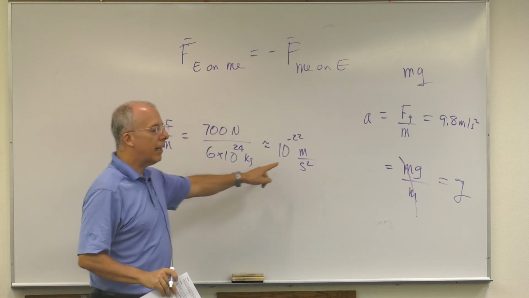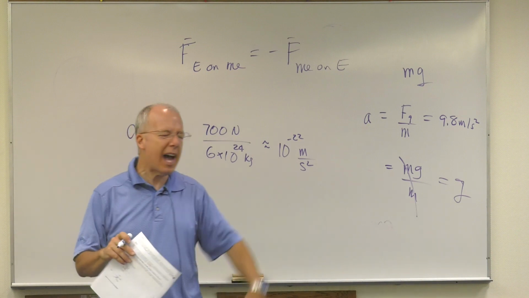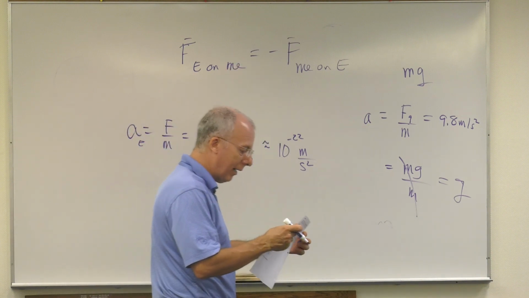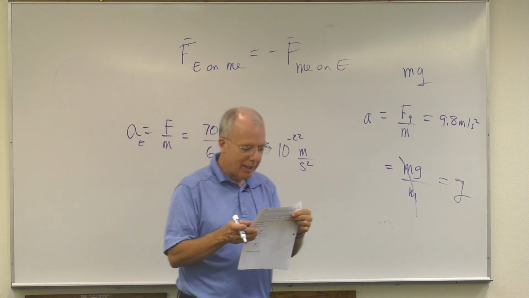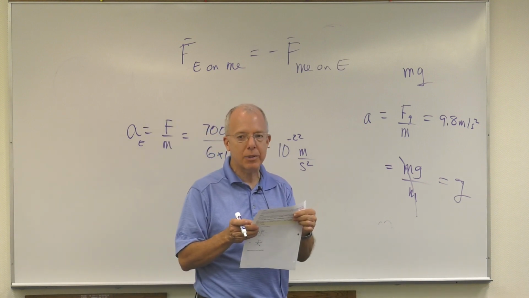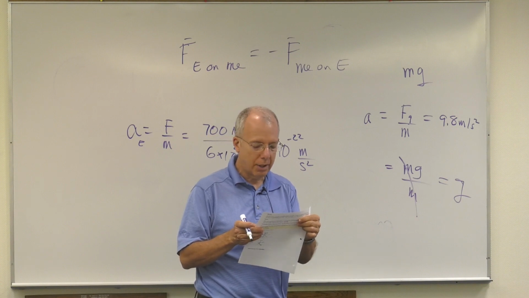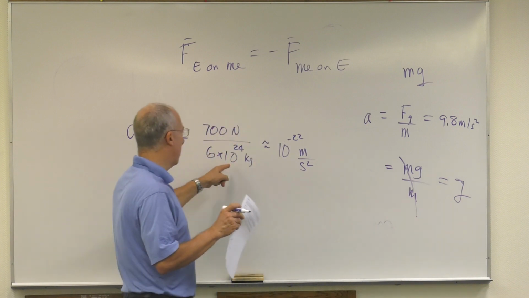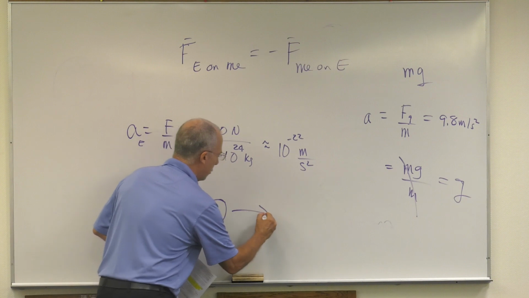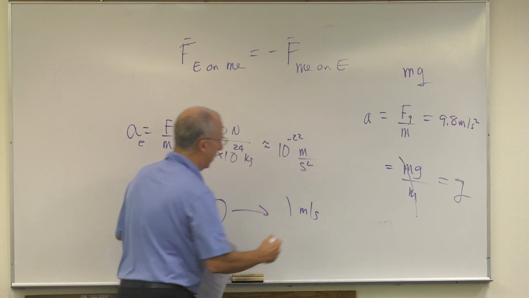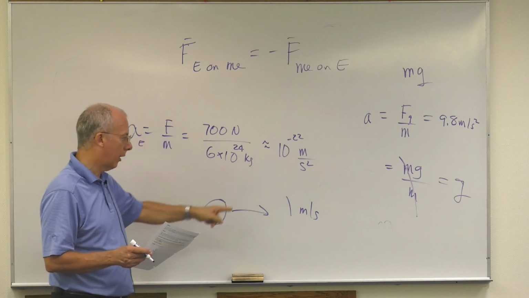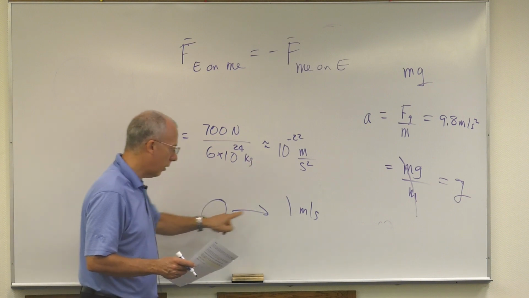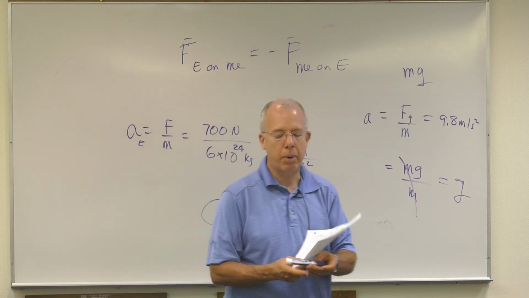Now, what's 10 to the minus 22? Nothing. I mean, it's nothing, right? In fact, I calculated just for fun. It would take about 3 times the age of the universe at this acceleration to go from 0 to 1 meter per second. That acceleration is so small, it would take 3 times the age of the universe to go from 0 to 1 meter per second.